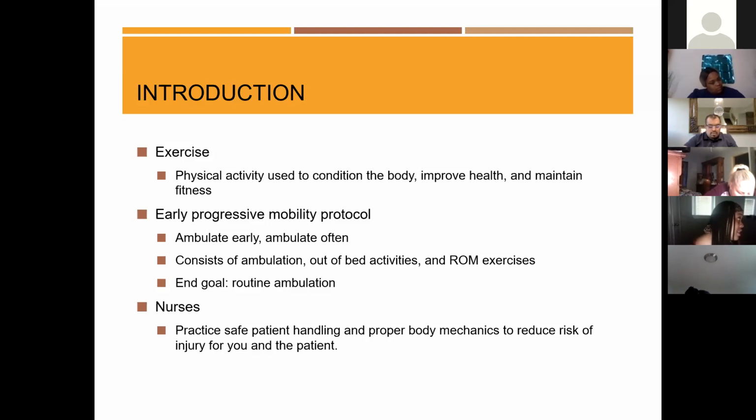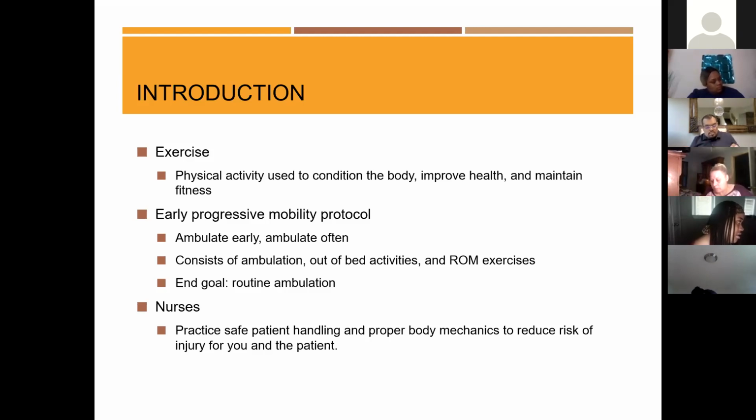It could be something as simple as, all right, while I'm brushing your hair, just lift your arm up for me. While you're brushing your teeth, hold your other arm up, move it around, do arm circles. It doesn't have to be anything strenuous, but it just has to be something to get them to move around, all right?